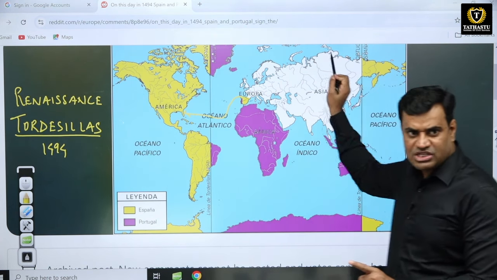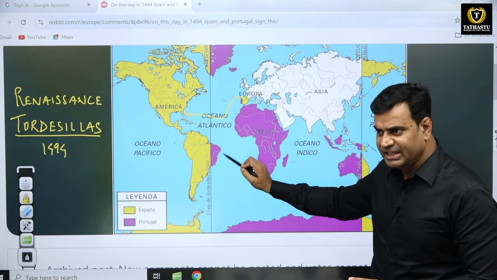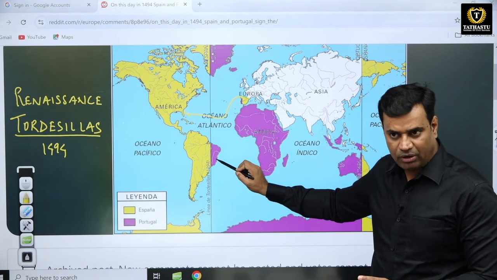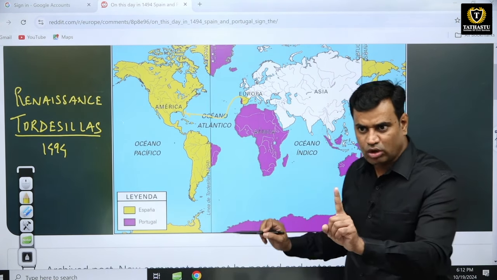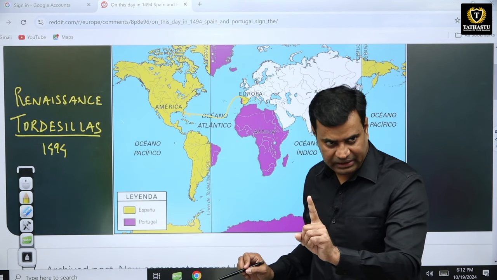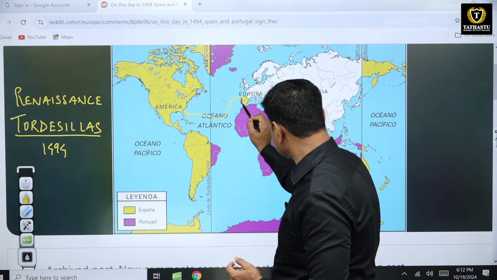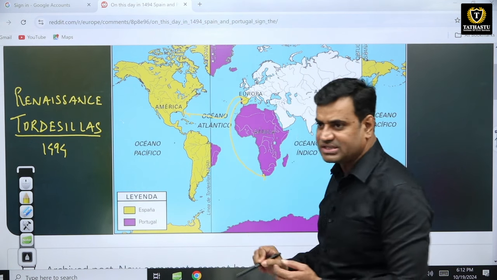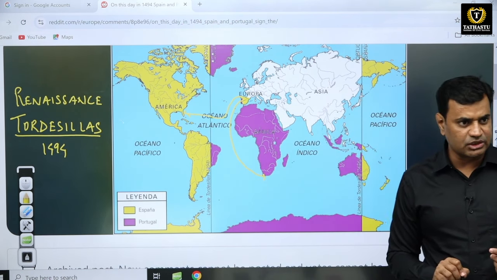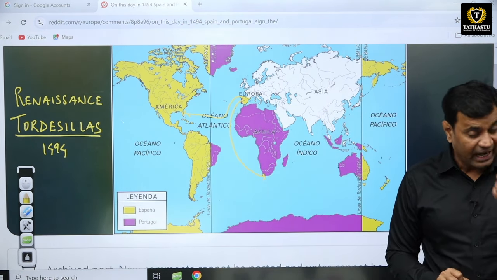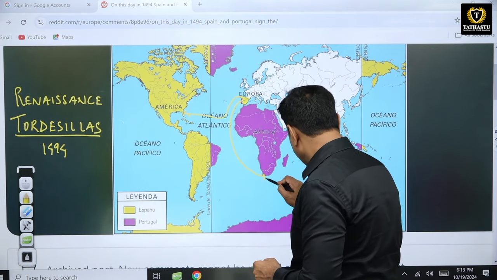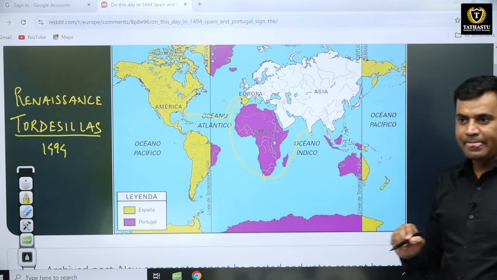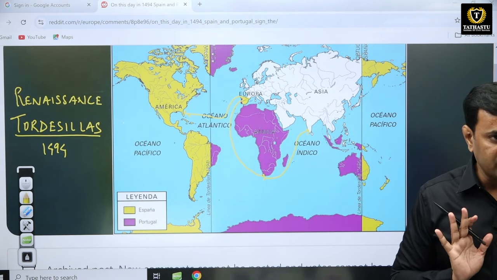This line was an imaginary line, and that is why Brazil came under the control of the Portuguese, and therefore Brazil was the only country that is not counted under Latin America. Clear? Meanwhile, the Portuguese started from here. They reached the southern part of the African continent, known as Cape of Good Hope, and from here Vasco da Gama further proceeded and reached the southern coast of India, known as Calicut, in 1498.